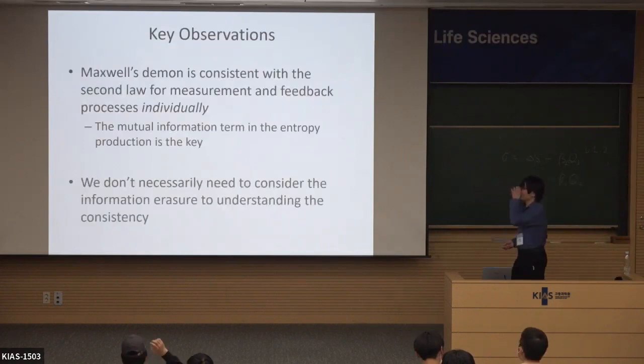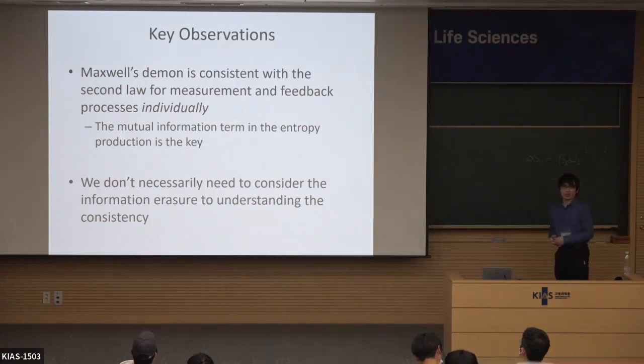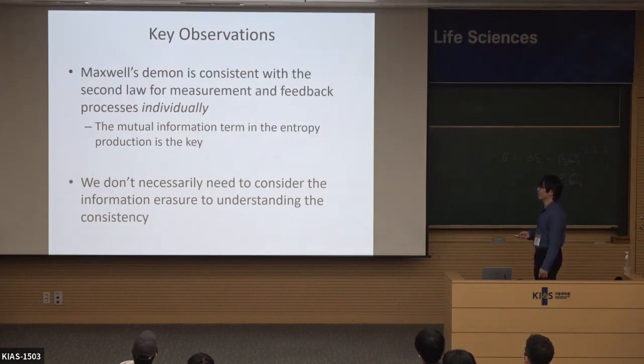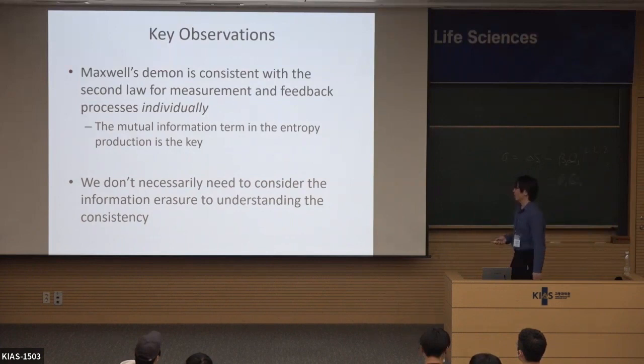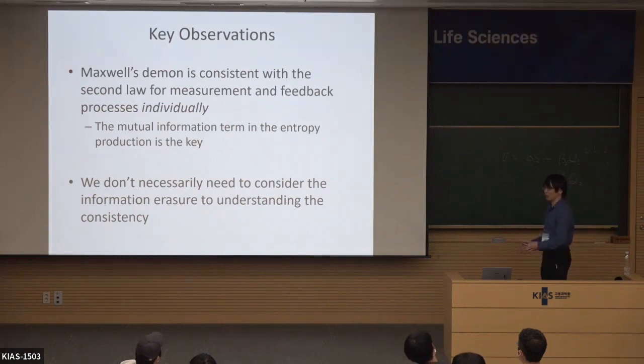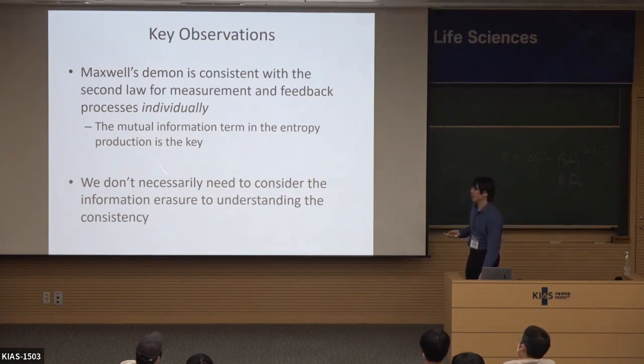Okay, so now we have several key observations to understand the consistency of Maxwell's demon with thermodynamics. By considering the concept of total entropy production, Maxwell's demon is always consistent with the second law of thermodynamics for measurement and feedback processes individually. So we don't need to consider an erasure process if we appropriately define the total entropy production. For that purpose, the mutual information is very important, because the sum of the ordinary entropy change and the mutual information term is the total entropy production. Once we consider that concept, we always have consistency between the demon and the second law of thermodynamics. I think that is the simplest way to understand Maxwell's demon.